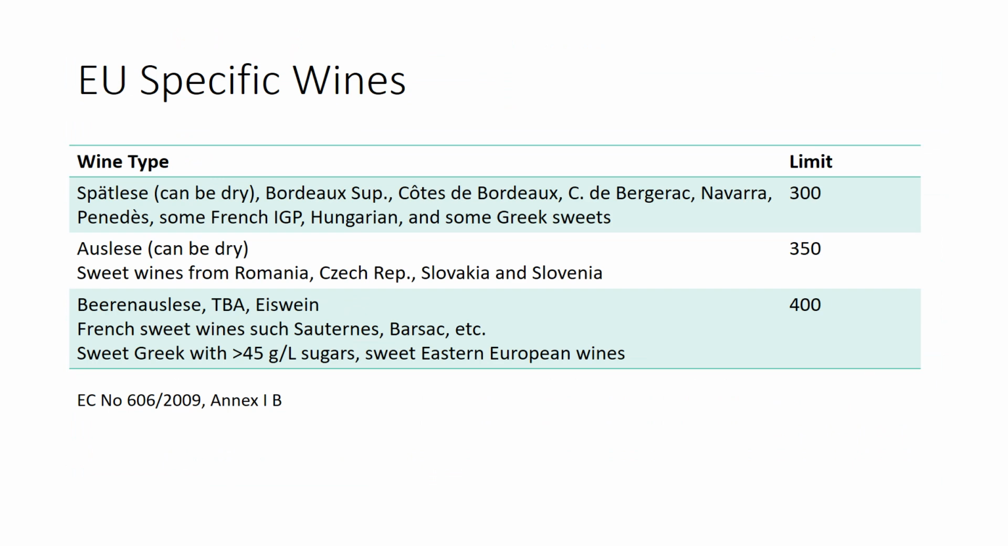And this is really clearly illustrated here in some of the EU-specific wines that have even higher levels of sulfur dioxide limits. So, on the real top end here, looking at the Beerenauslese, Trockenbeerenauslese, and ice wines, you can see that they have a legal limit of 400 milligrams a liter, which is really high. And the reason for that is because these wines have so much residual sugar. And I'm going to give you a little example here on the next slide.